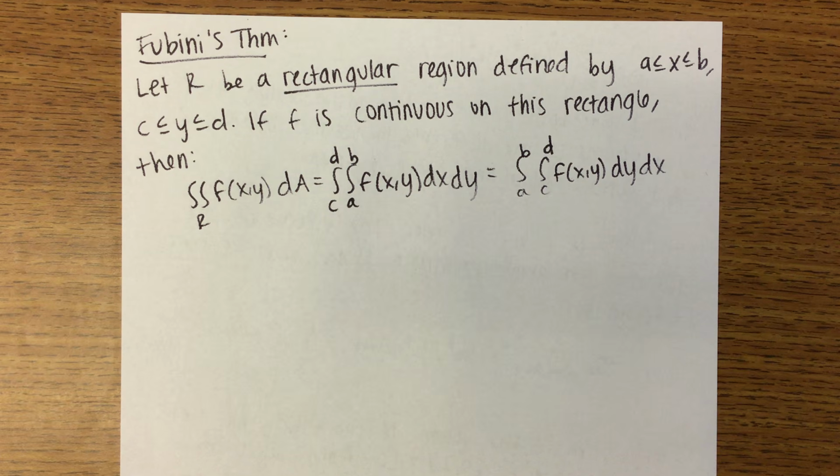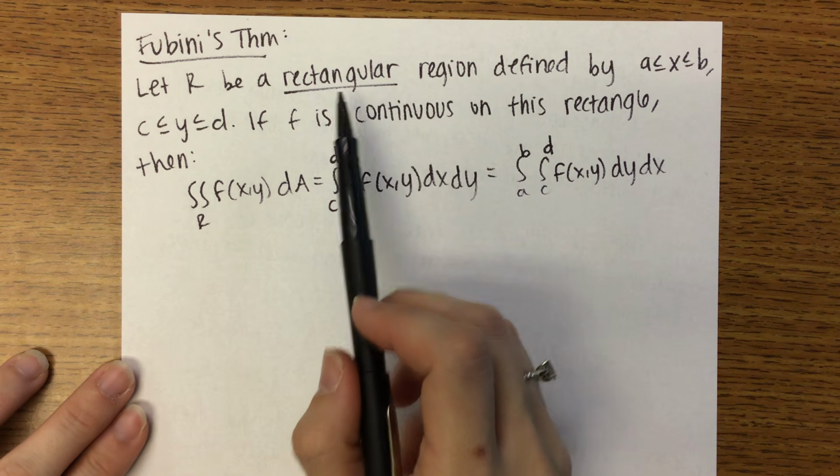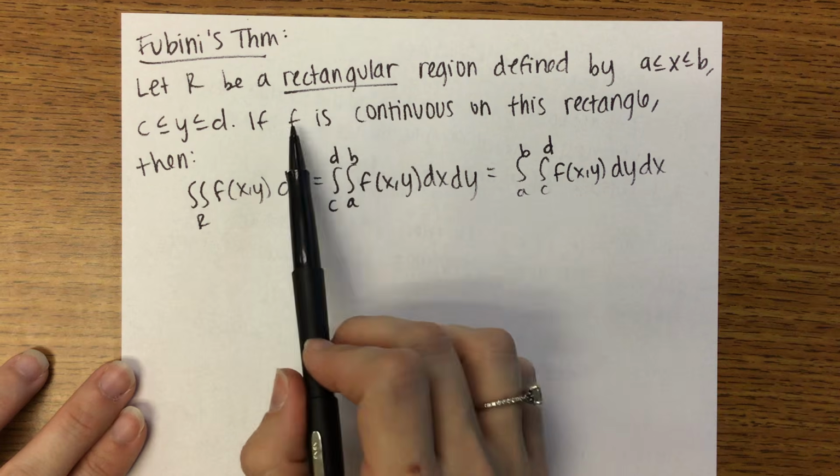So what's really important here, two pieces. One, it has to be a rectangular region. So the region in your xy plane has to be rectangular. F also has to be continuous on that rectangle.